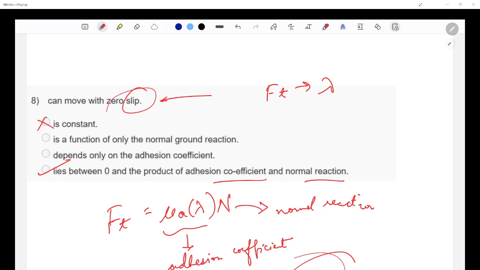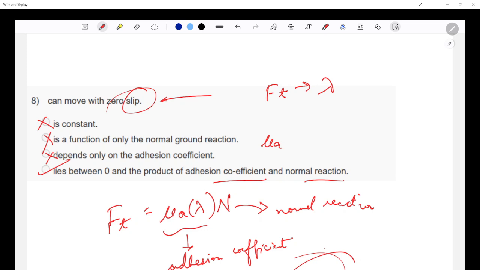In option 2, we have it is a function of only normal ground reaction force. It also depends on adhesion coefficient mu a, which is not taken care of here, and mu a depends on slip. So it is false. The third option is it depends on only the adhesion coefficient. This is also false, because it is missing normal force N, and both of them are required definitely. So this is also incorrect.